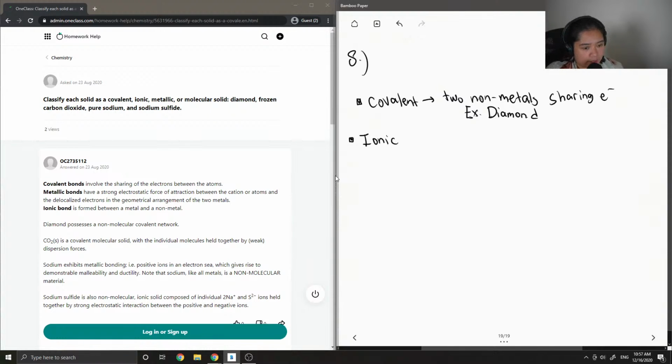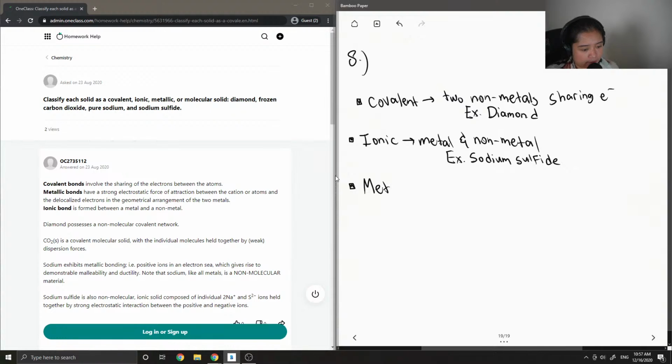So for ionic, this is between a metal and a nonmetal. So for example, out of the options given, this would be sodium sulfide. So sodium would be our metal, and sulfur is a nonmetal, and they come together to form an ionic bond.